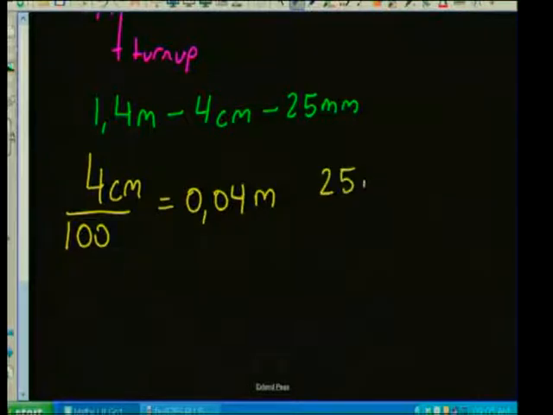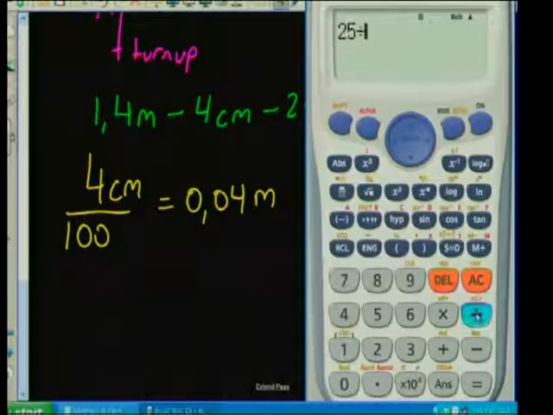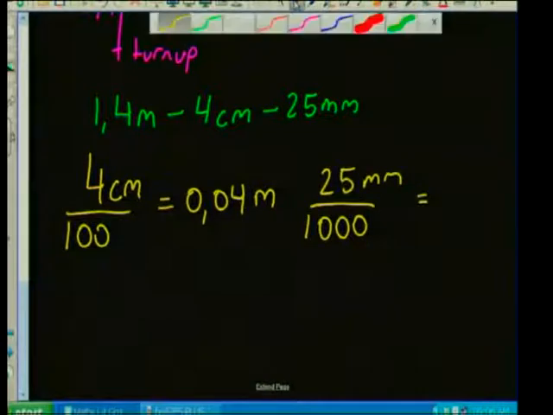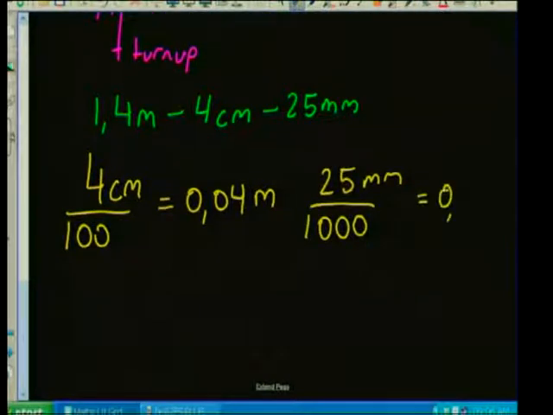So 25 millimeters, and we're going to convert. Now, there are 10 millimeters in a centimeter, and there are 100 centimeters in a meter. Therefore, there are 1,000, I've just added the zeros, there are 1,000 millimeters in a meter. And let's do that on the calculator. So 25 divided by 1,000, and get our answer, 0.025 meters.